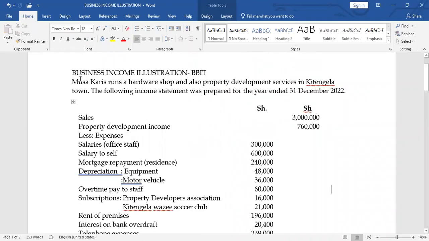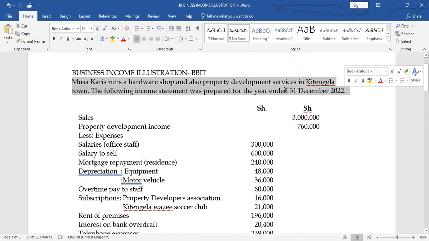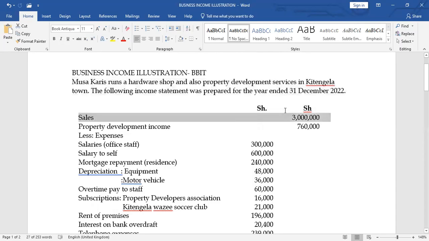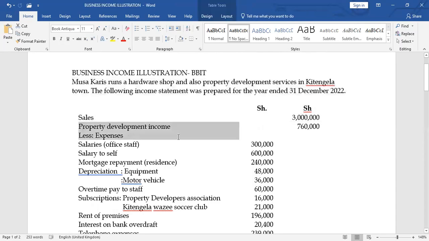You have this guy who runs a hardware shop and has prepared this income statement, right? For the year ended 31st of December 2022. See that. He does sales from the hardware, which amounted to 3 million, and there's property development income, some other income of 760. And then he has expenses, so many expenses as you can see here.